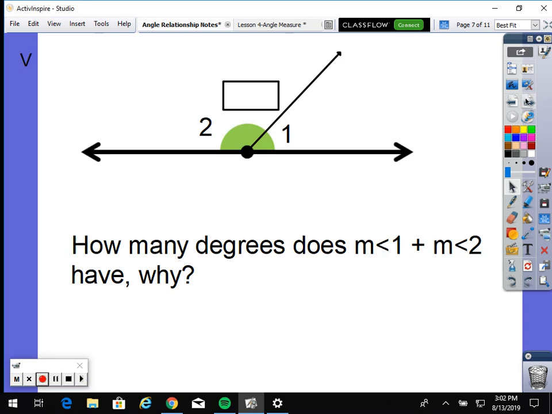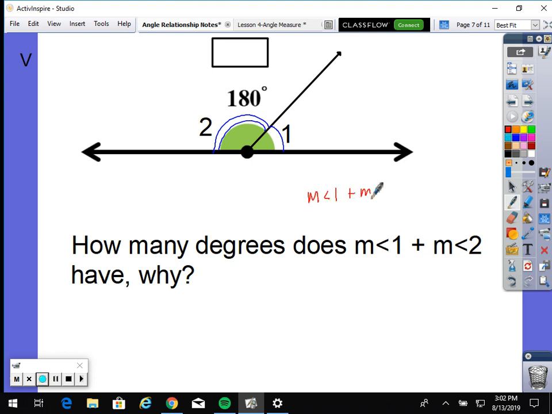Okay, so we're gonna go on to our next topic. So on this screen, we are being asked how many degrees does the measure of angle 1 plus the measure of angle 2 have, and why. So the measure of angle 1 is over here on the right, and the measure of angle 2 is much larger. But they are adjacent, and when they are adjacent and they make a straight line, they have a measure of 180 degrees. So the measure of angle 1 plus the measure of angle 2, in this case, since they make a straight line, is going to equal 180 degrees. And they have a special name, and we'll talk about it later on in the video.